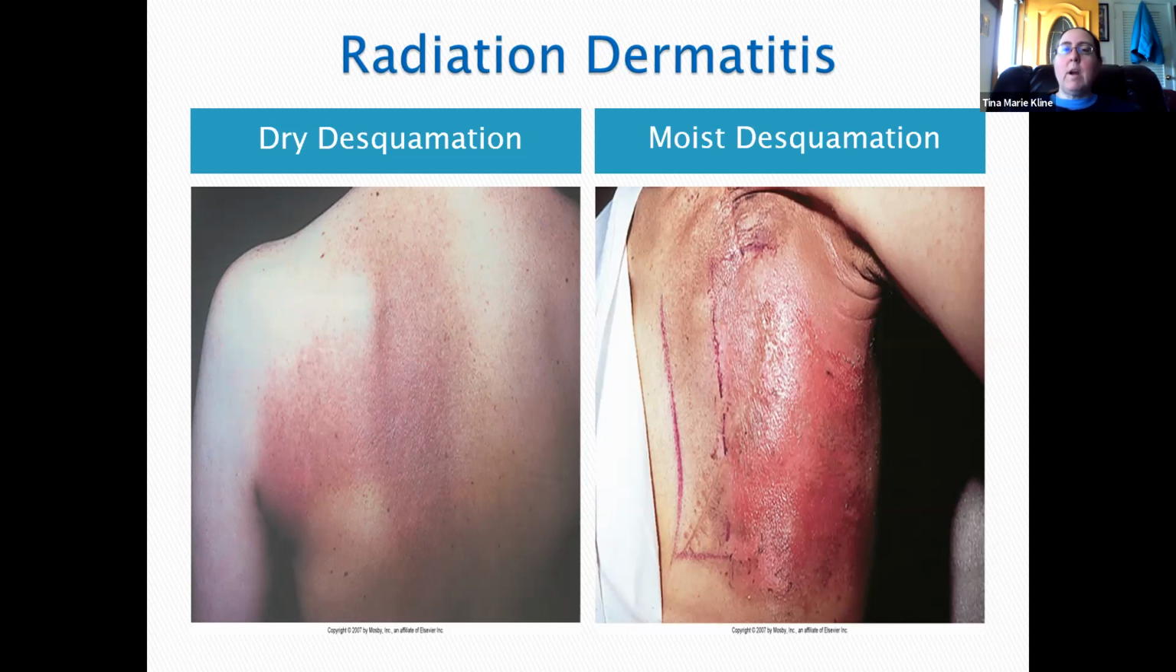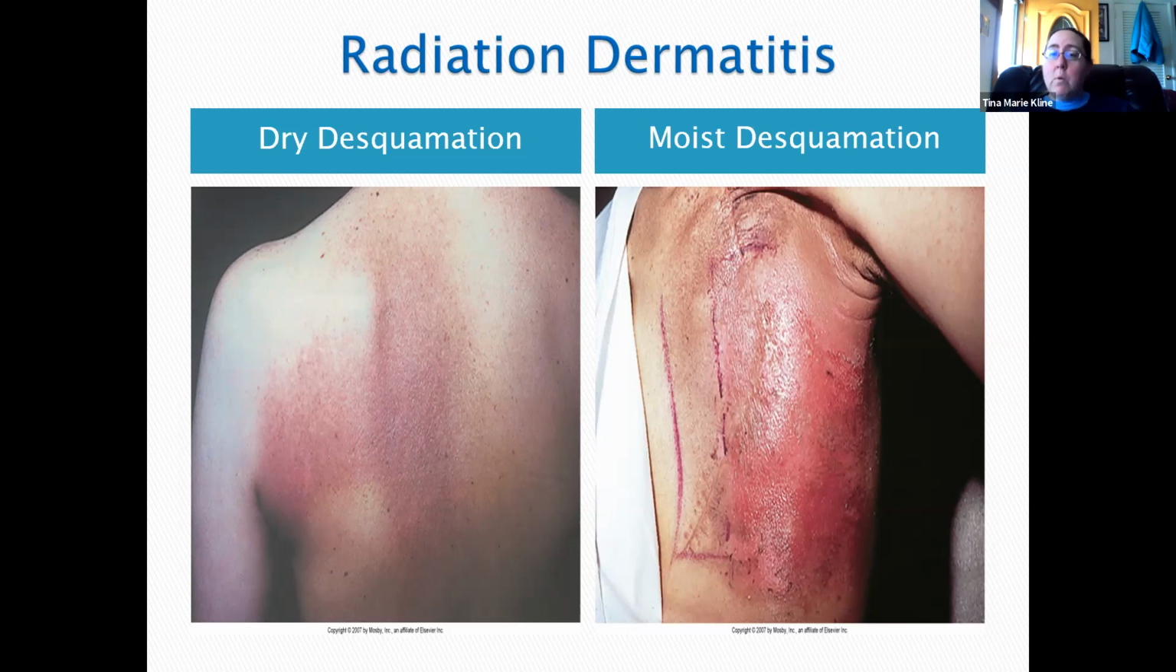Because again, remember, we're getting radiation treatments every single day, Monday through Friday, usually for several weeks. So it's going to cause that irritation to the skin. When it opens up and it starts weeping, now we're concerned because we have a portal of entry, a potential for infection. And that's really the biggest thing that we're concerned about, because they're already immunocompromised. An infection can be deadly for them. So really taking care of their skin is important.